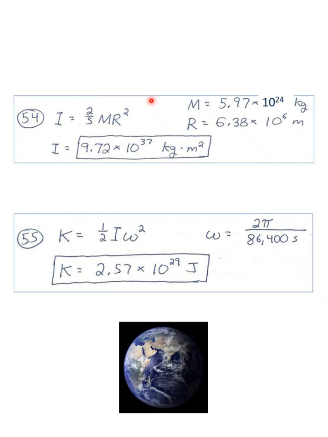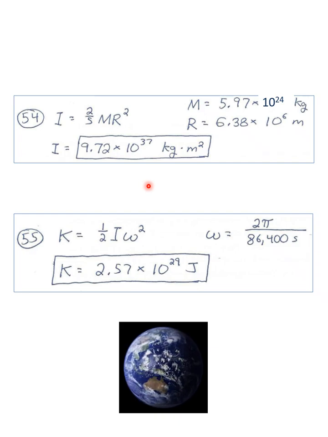Now, one little thing that's different, mass is 5.97 times 10 to the 24th kilograms, and the radius, I've used here 6.38 times 10 to the 6th meters. In the back of the book, it says 6.37 times 10 to the 6th. I used a different source for that, but given the numbers that I used, we multiply that 2/5 mr squared, we get 9.72 times 10 to the 37 kilograms meters squared.